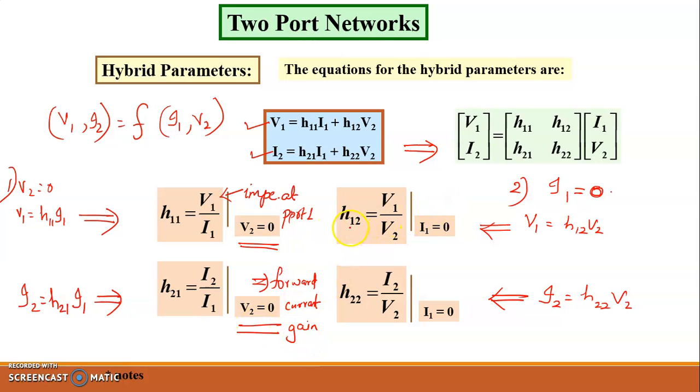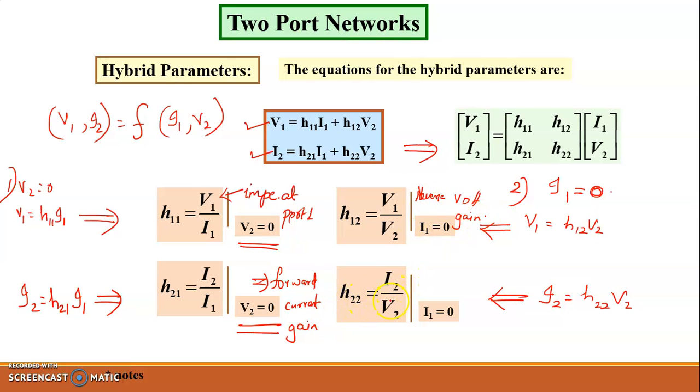Now for the second condition, if I1 is equal to 0, I am getting H12, that is equal to V1 by V2 at I1 equal to 0, and this is the reverse voltage gain. Reverse voltage gain in the sense that the actual voltage gain is V2 by V1, and V1 by V2 is the reverse voltage gain. So H12 is the reverse voltage gain. Now what about H22?